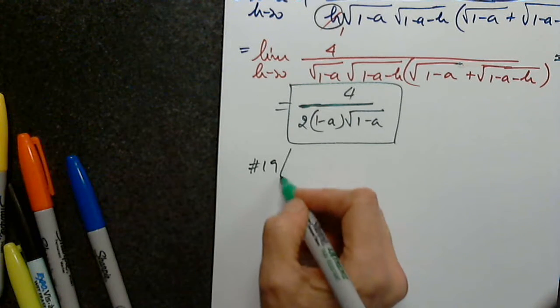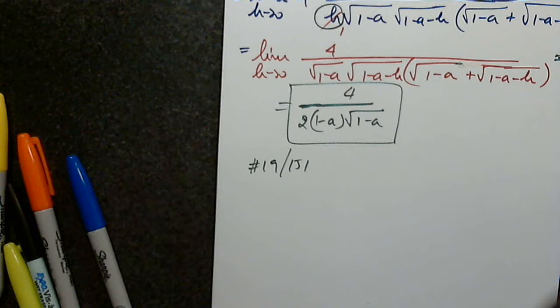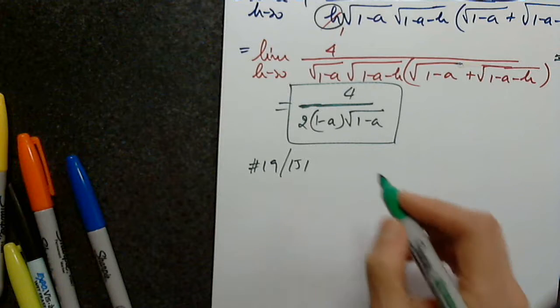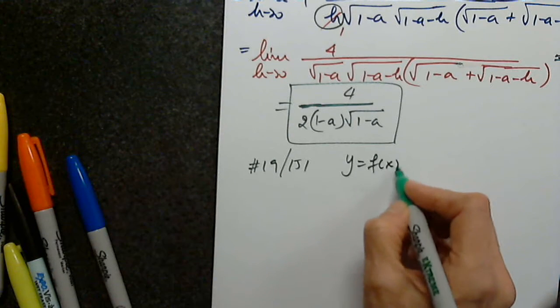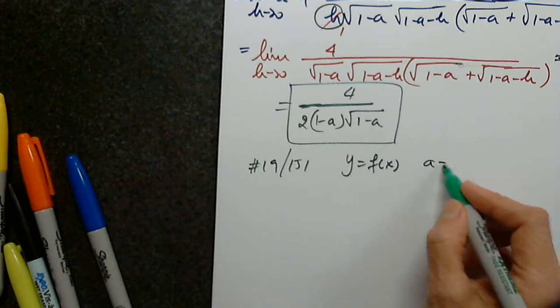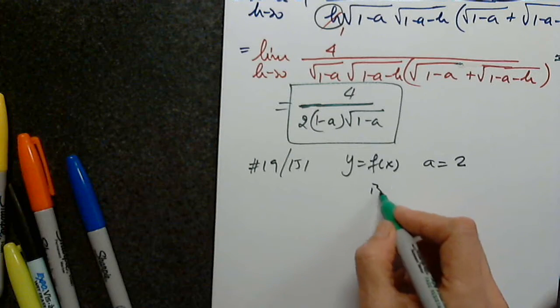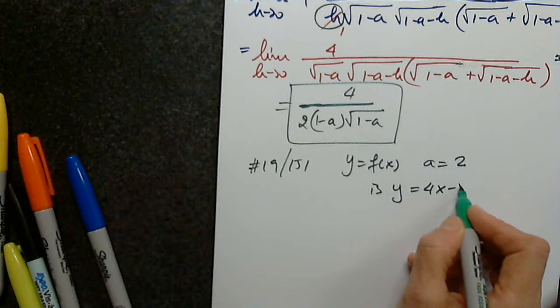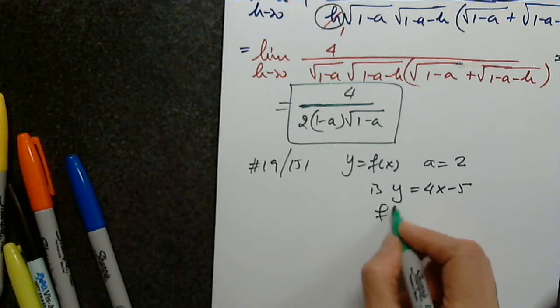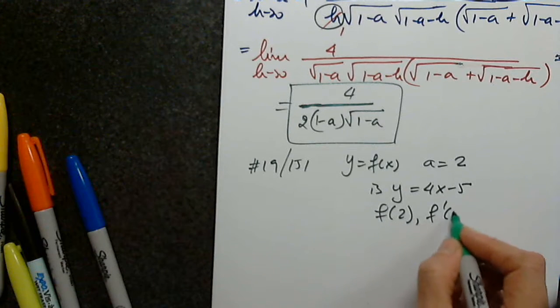19 on page 151. And I think it's selected by my department as well. If an equation of the tangent line to the curve y equals f of x at the point where a is 2 is y equals 4x minus 5, find f of 2 and find f prime of 2.